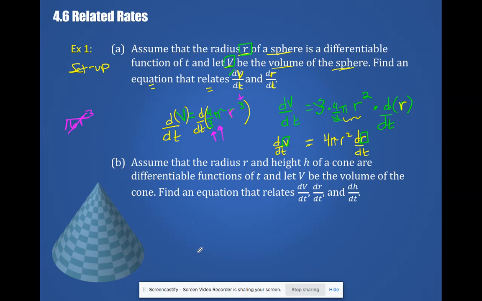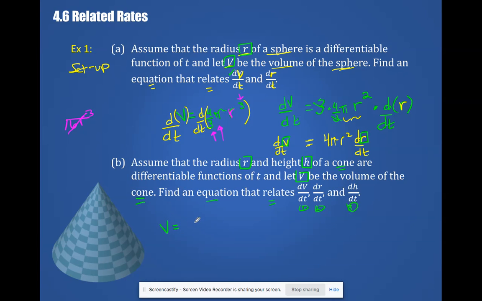The next one asked me to make an equation that relates 3 rates. So let's see what shape. What are the things that they're asking me? The radius and height of a cone, volume of the cone. So again, this equation would be given to you.